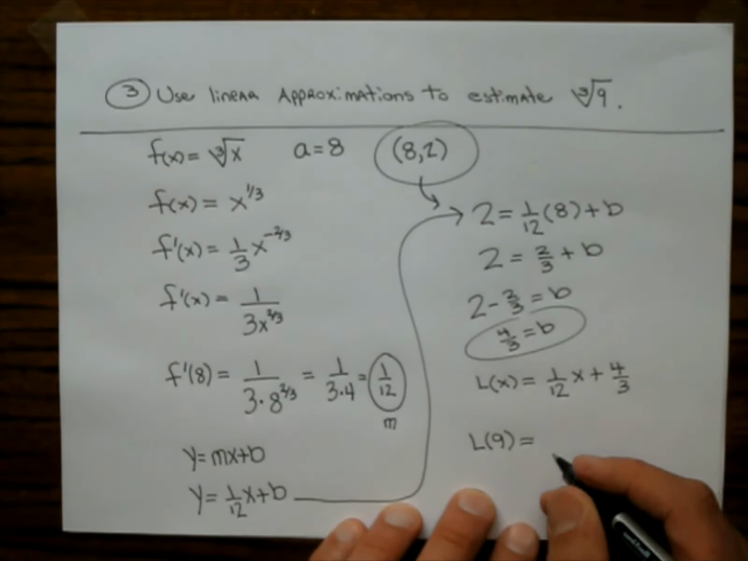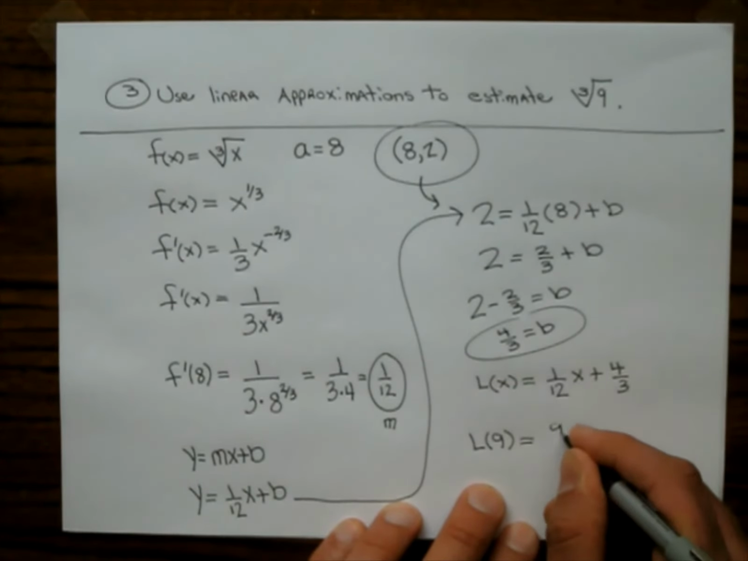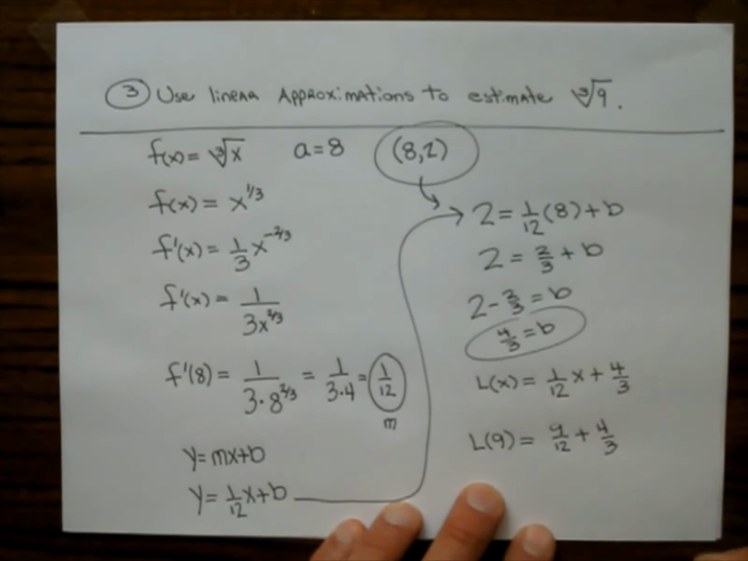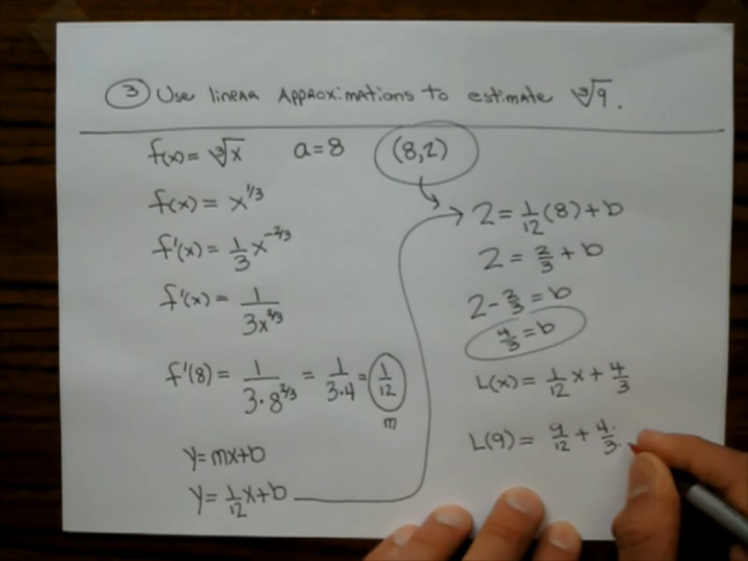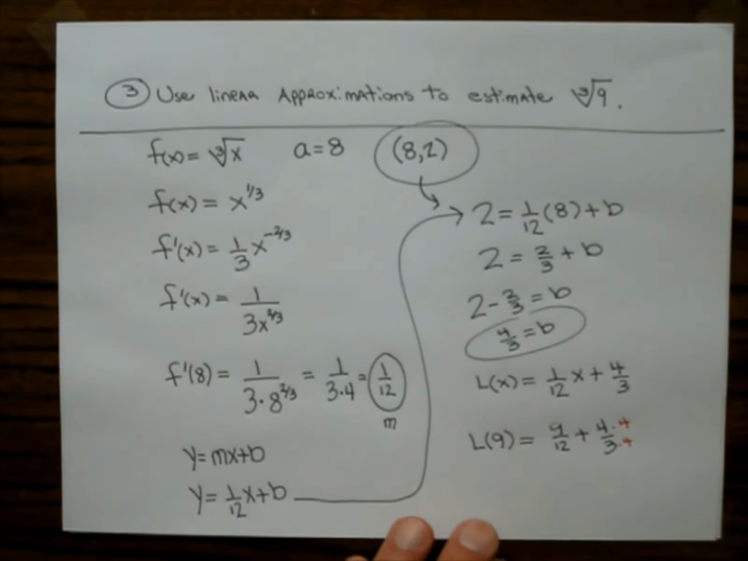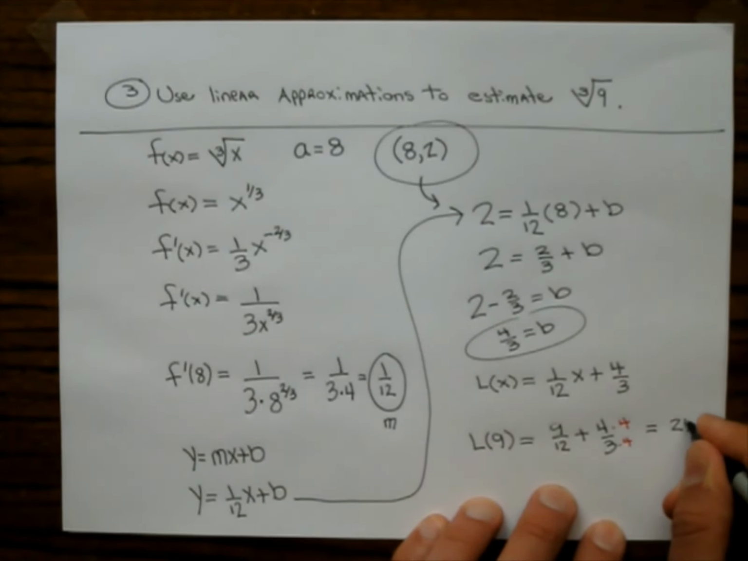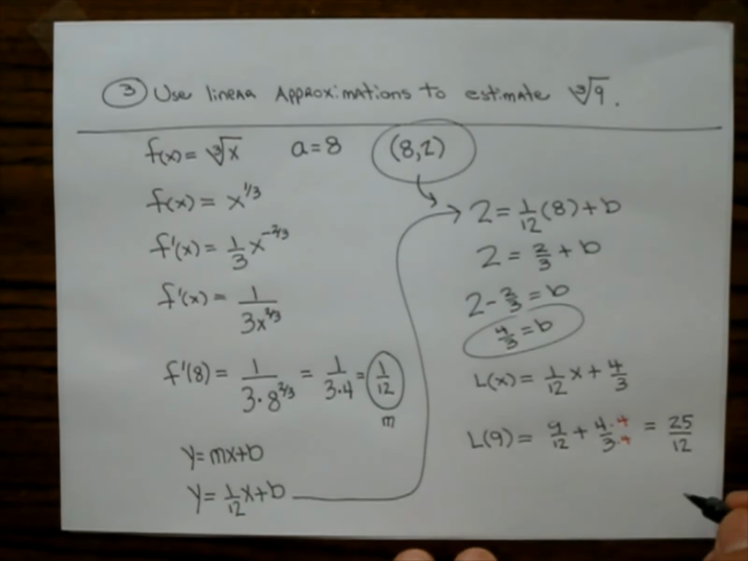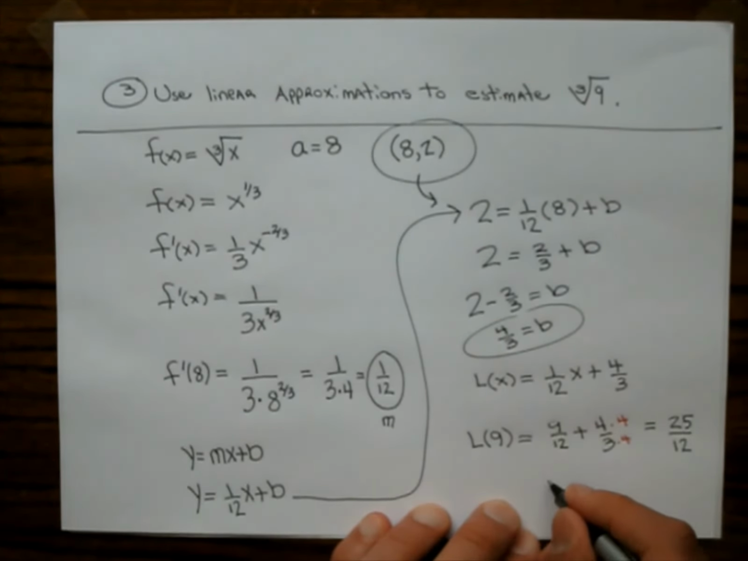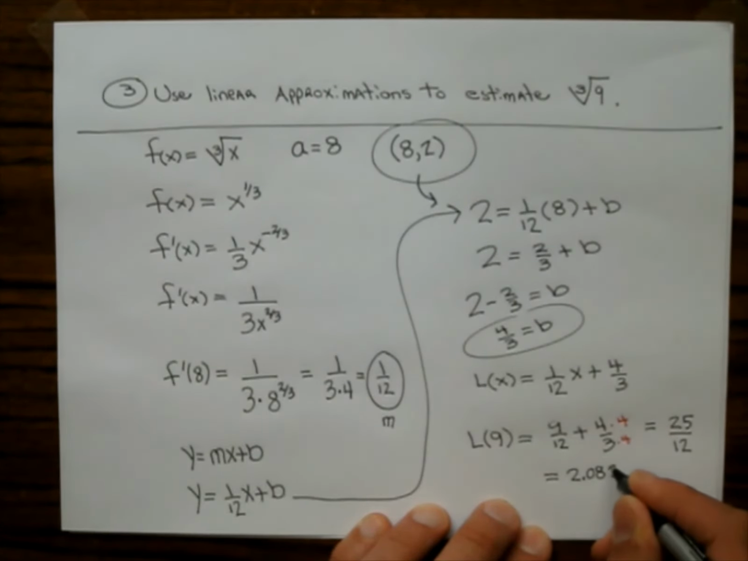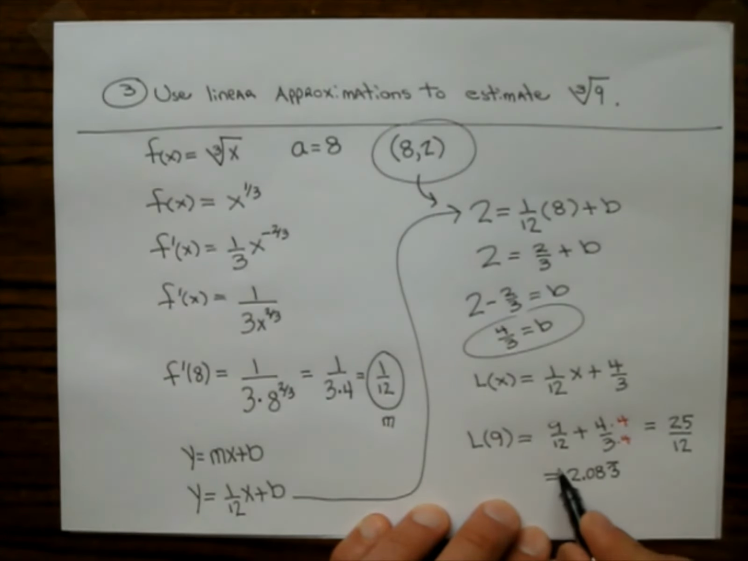This gives me 1/12 times 9, so this is 9/12 plus 4/3. I'll multiply and get a common denominator of 12, so it's going to be 16 plus 9. This is 25 over 12. That is the exact answer. If you put that in your calculator, you end up getting 2.083, and that's what it rounds to. But if you really wanted to know, it would actually be 3 repeating.